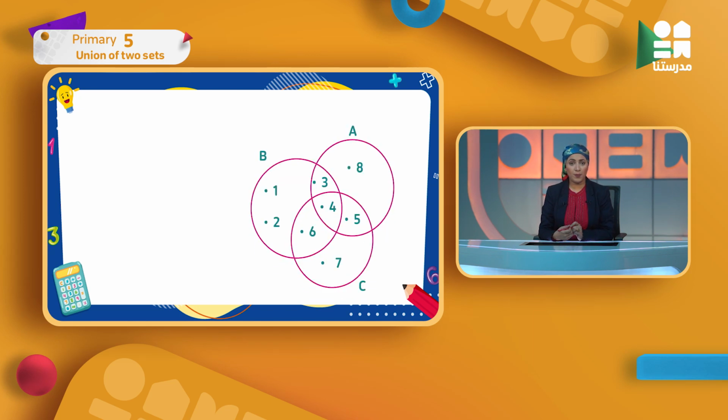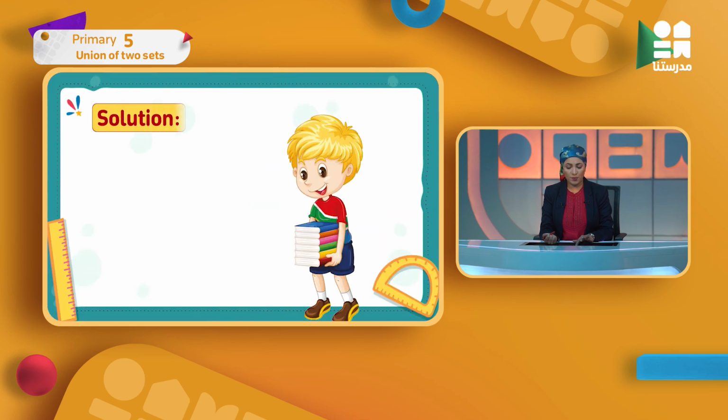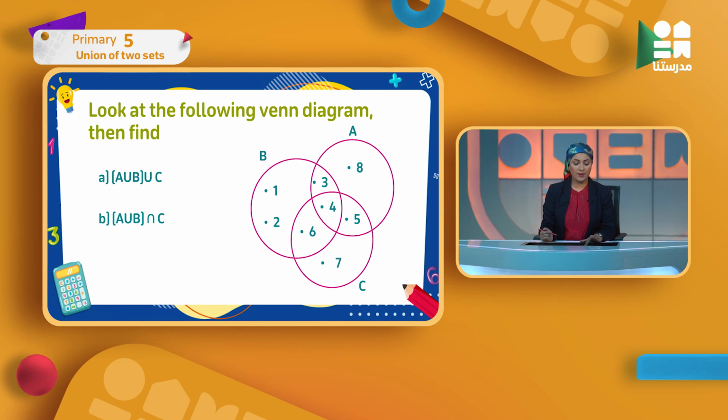Let's take another example where we have this time 3 sets A, B, and C. So I look at the diagram, and as we did in the last session in the intersection, we'll do the same here. A union B union C, I will write down all the elements that I have without repeating the common elements. So it will be 3, 4, 5, 8, 1, 2, 6, and 7. This is all the elements that we had in the diagram.